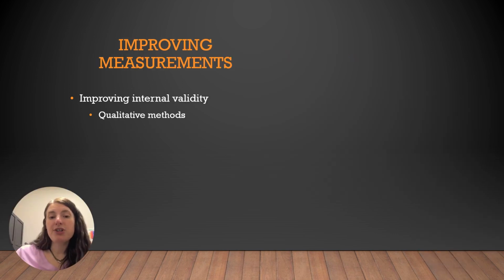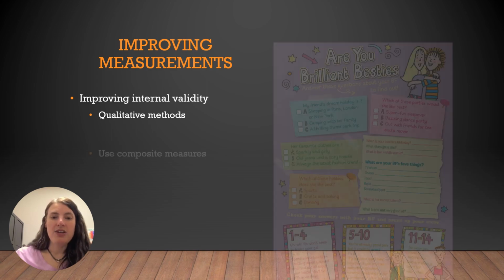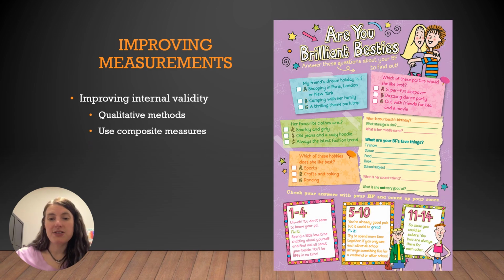To improve internal validity, you would change your methods to use a qualitative or a mixed method approach. Remember that qualitative allows you to better explore a topic because the data gets to speak for itself rather than you assigning choices to the participants. You can also use composite measures, meaning that you're going to use multiple measures instead of a single measurement in order to ensure that the entire range of a concept is explored.